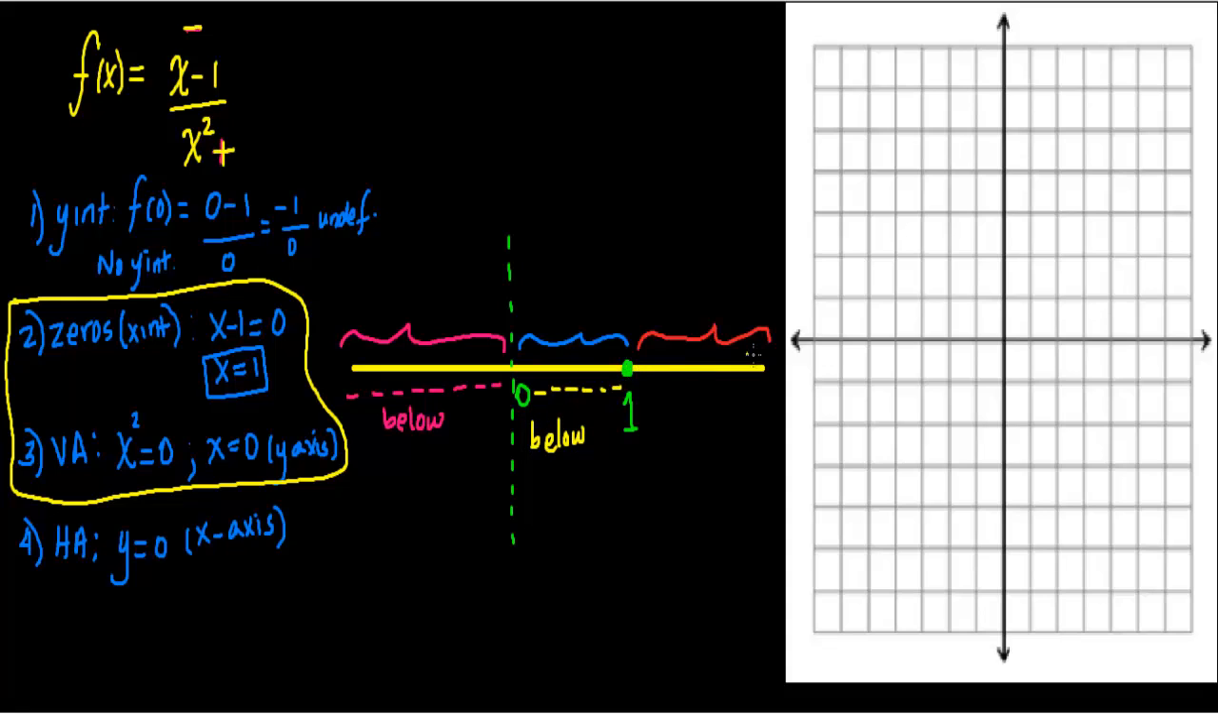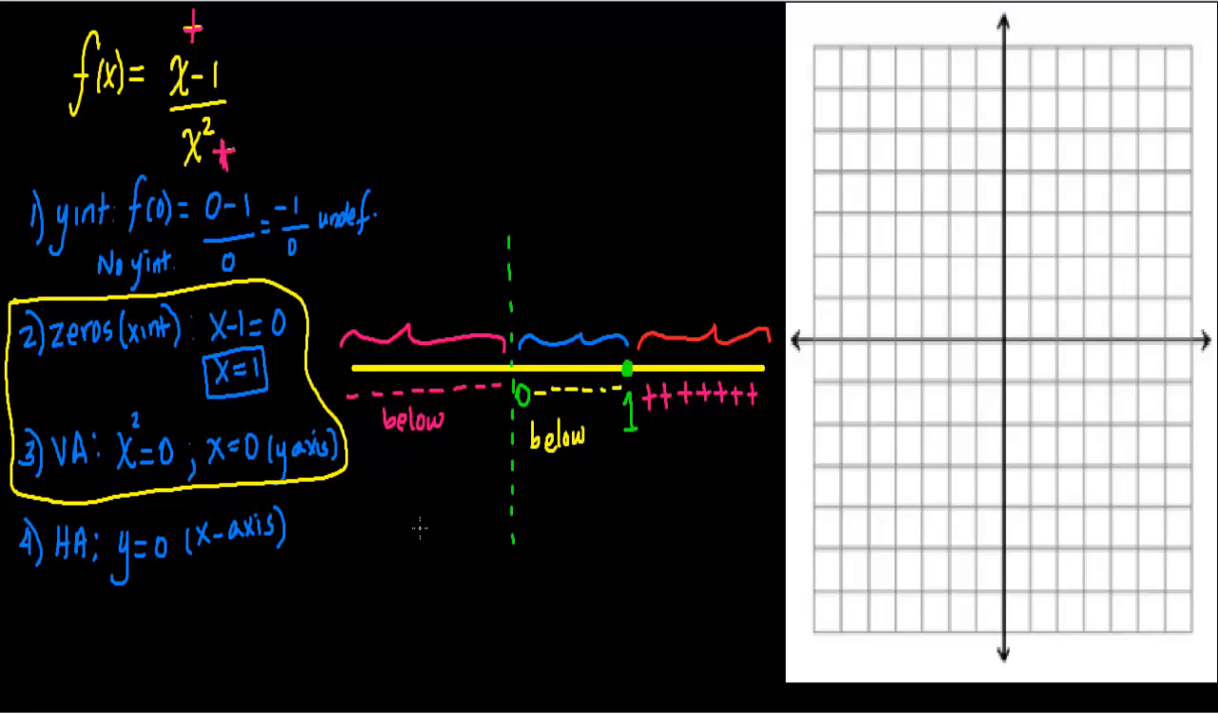And now we're going to do from 1 to infinity. Let's choose 10. Okay, so if I plug in 10 and I take away 1, the result will be positive. If I plug in 10 and I square it, it will also be positive. So positive divided by positive, positive. I'm done with my sign analysis.